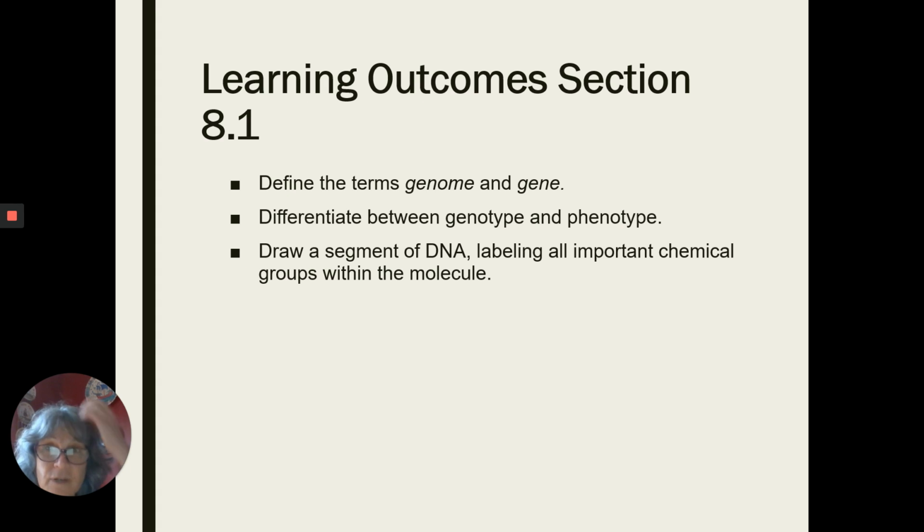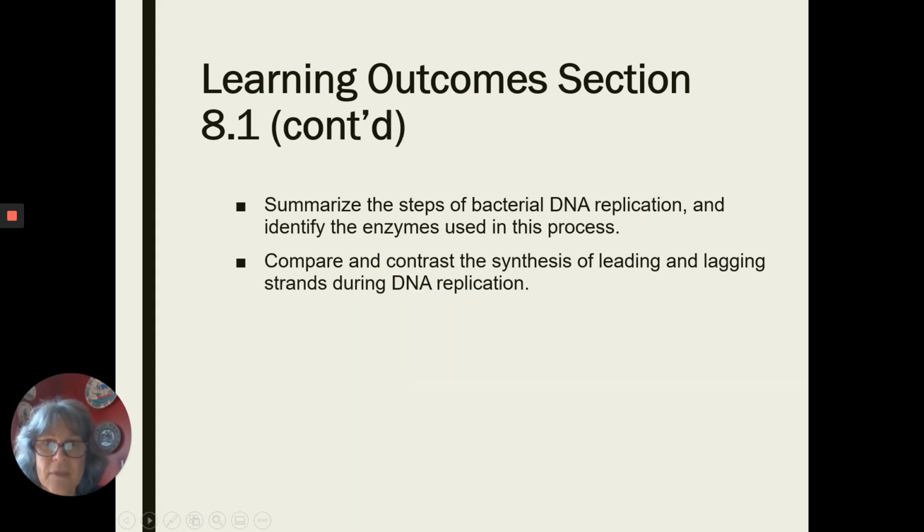The learning outcomes for our first section are that you'll be able to define the terms genome and gene, to differentiate between genotype and phenotype, and to draw a segment of DNA and label all the important chemical groups within the molecule. You should also be able to summarize the steps of DNA replication and identify the enzymes used, and compare and contrast synthesis of the leading and lagging strands.